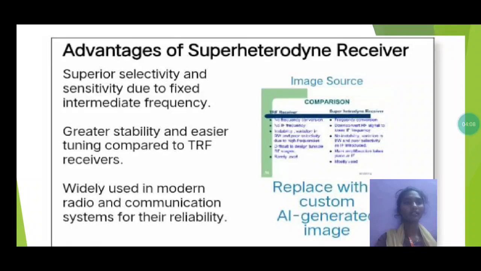Advantages of super heterodyne receiver. Superior selectivity and sensitivity due to fixed intermediate frequency, greater stability and easier tuning compared to TRF receivers. It is widely used in modern radio and communication systems for its reliability.